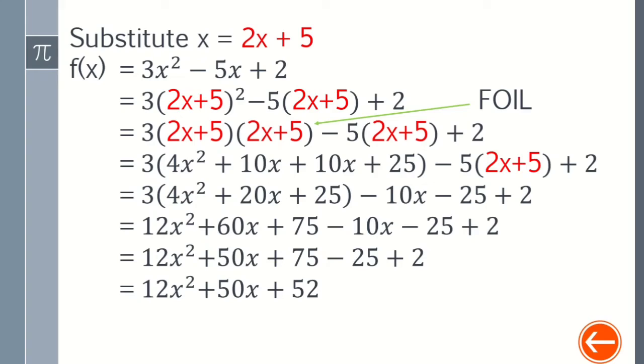And then, copy lang natin si negative 10x, negative 25 plus 2. And then, simplify pa rin. 12x squared plus 50x plus 75 minus 25 plus 2. Ang final answer natin is 12x squared plus 50x plus 52. Okay?